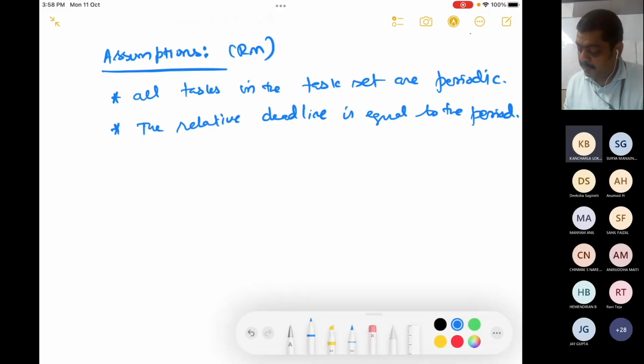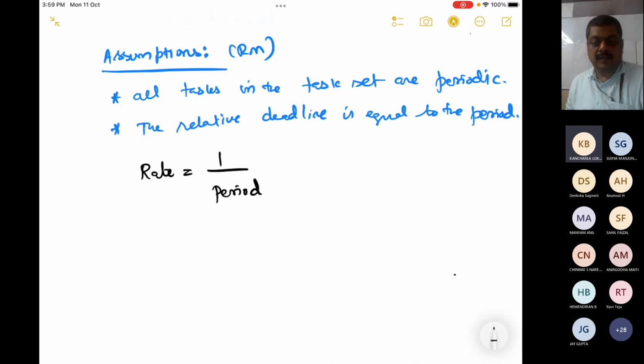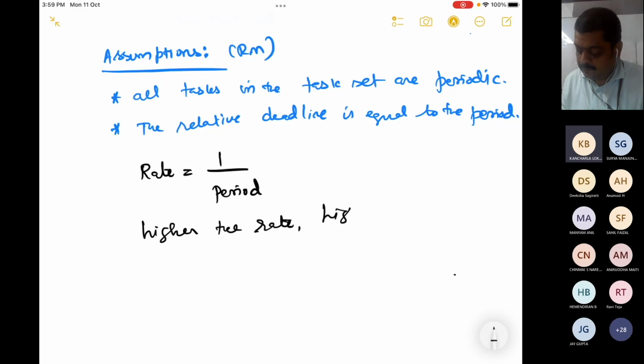Now we will come to rate monotonic. So rate is equal to 1 divided by period. Rate is equal to 1 divided by period. Please remember these formulas. Okay, so rate equals 1 divided by period. Rate monotonic means, generally, the higher the rate, the higher the priority. That means rate and period are inversely proportional.